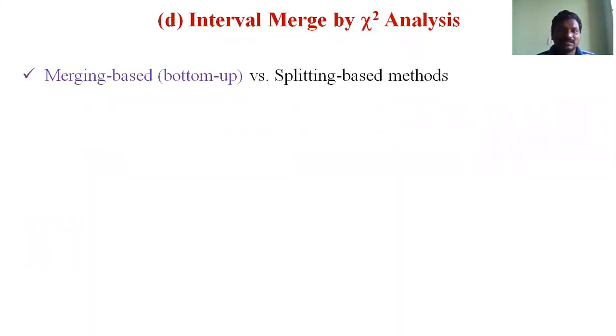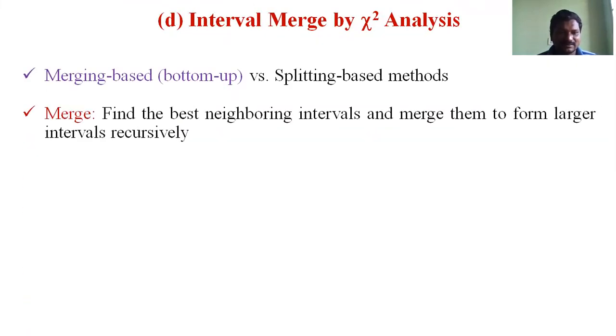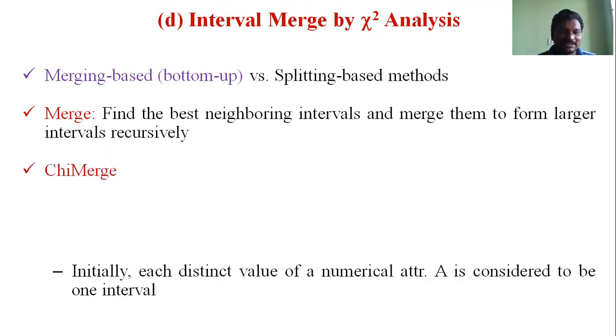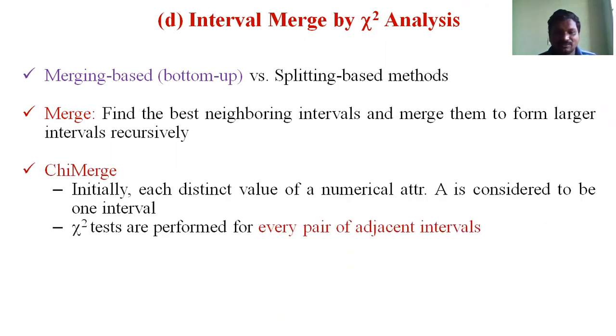Interval matched by the chi-square analysis here. That means the bottom-up, merging-based methods. Merging, in the sense of combining, means finding the best neighbor intervals and merging them into larger intervals. That is merging data. The chi-square merge is one of the approaches here.